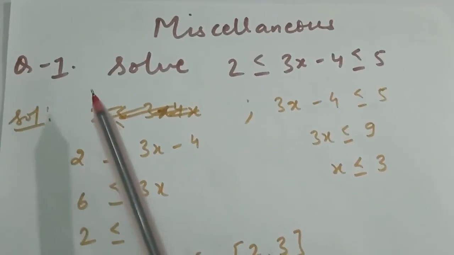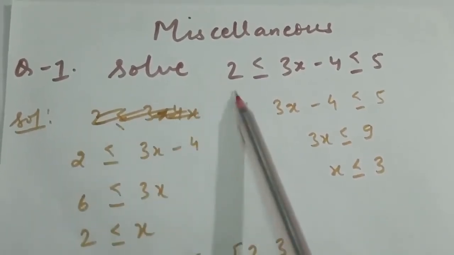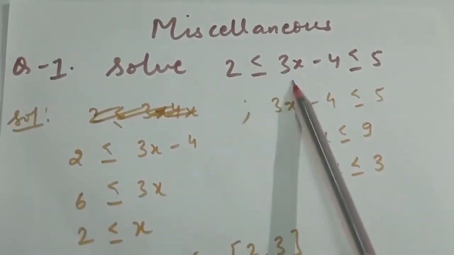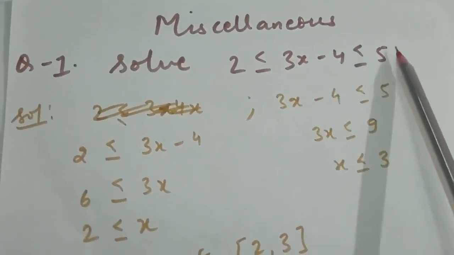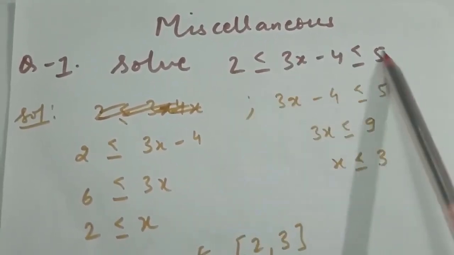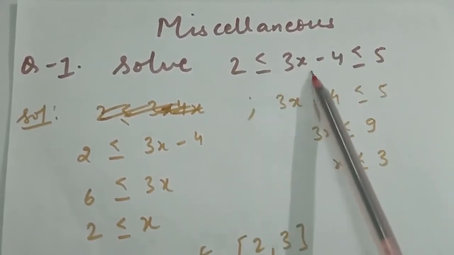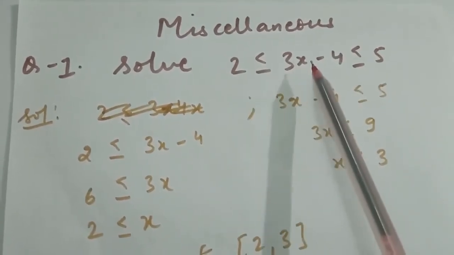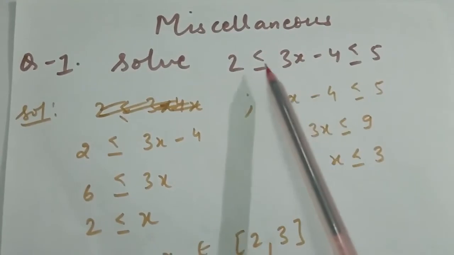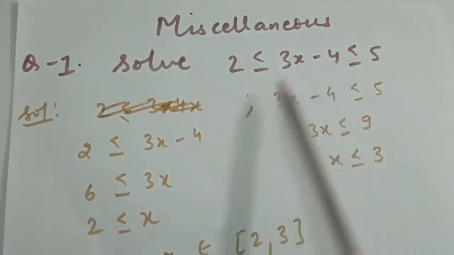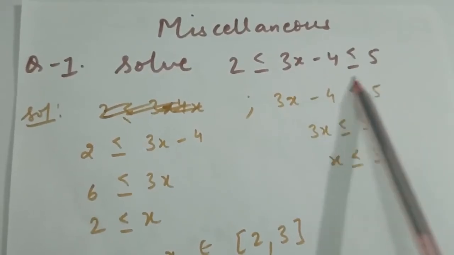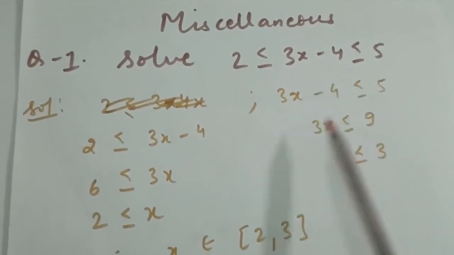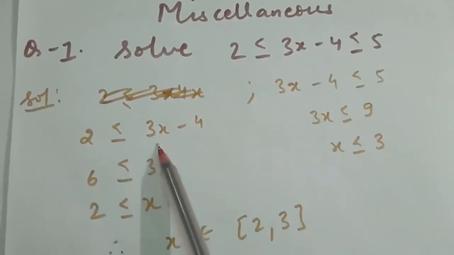So question first is, solve 2 ≤ 3x − 4 ≤ 5. So this is a linear inequality in one variable. There is only one variable x. So first of all, we will take this part of this linear inequality and then this part of the linear inequality. So taking this part, now solve it.